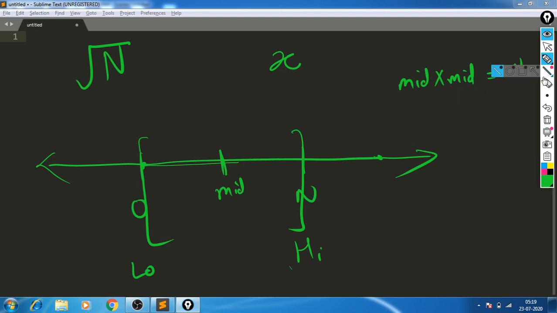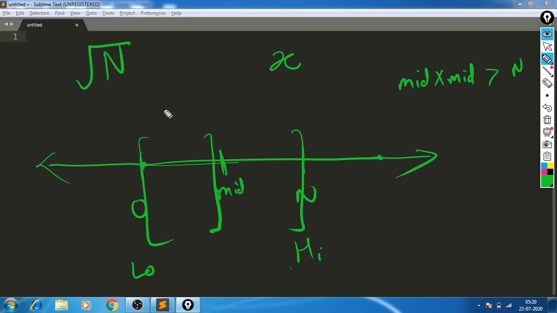Otherwise, if mid into mid is greater than n, then that means any value to the right of mid, which if selected, will give you an answer that is even greater than mid square, right? That means that will obviously be greater than n, so you could safely discard this region, and you can assume that your square root lies somewhere in this range from 0 to mid minus 1.